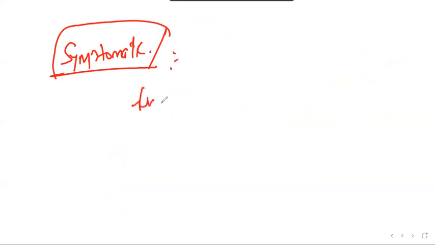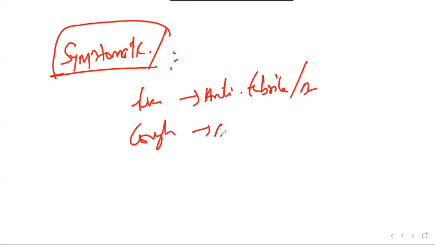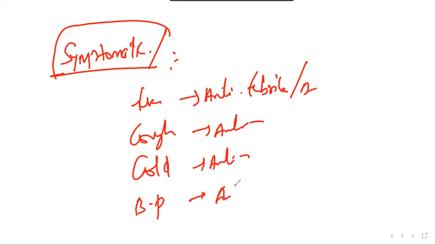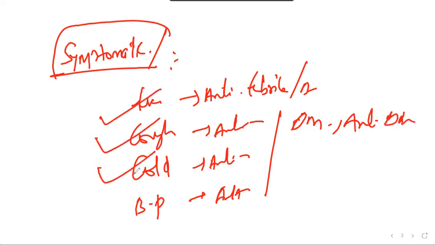You have fever, please give an anti-febrile or antipyretic medicine. You have cough, antitussive. You have cold, antihistamine. If you have BP, give anti-hypertensive. If you have diabetes, anti-diabetic. Whatever condition you have, you give these medicines. Okay, means you have to take these medicines.